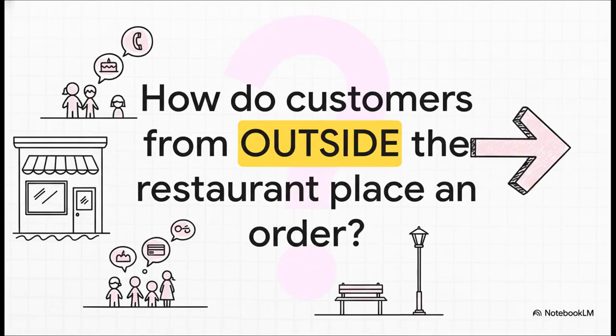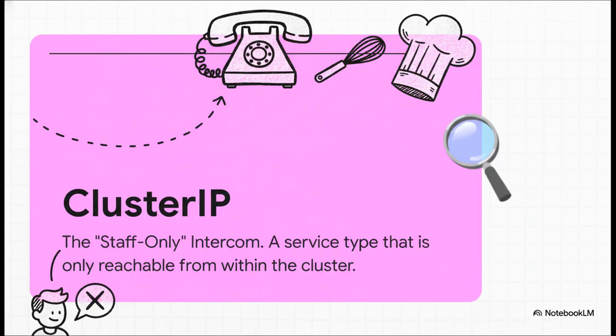Okay, great. So the reception desk has totally solved our internal chaos. The staff, other applications inside our cluster, can now reliably find the cakes they need. But what about the outside world? How does a customer standing on the street, totally outside the restaurant, actually get their order in? Well, the default service type, that reception desk address, is a ClusterIP. And you can think of that as a staff-only intercom. It's an internal system. The chef can use it to call the pantry, no problem. But a customer out on the sidewalk, they can't dial in. It's absolutely perfect for internal communication, but it still doesn't solve our external access problem.